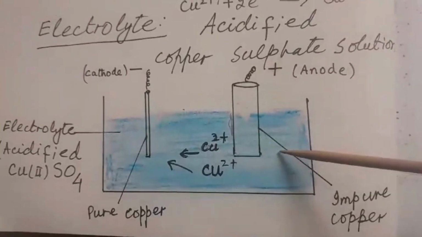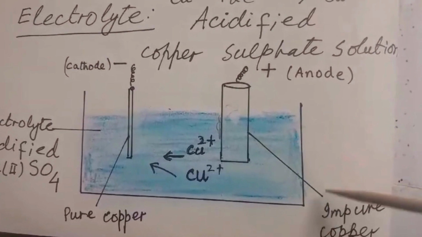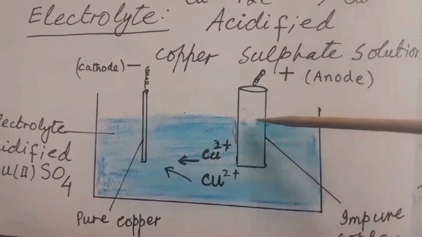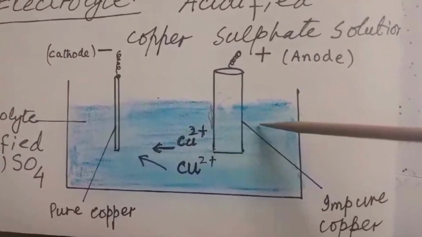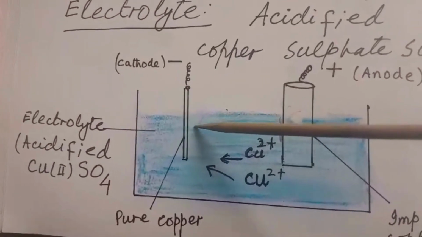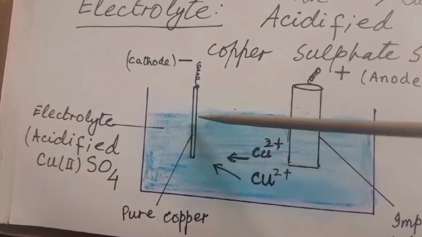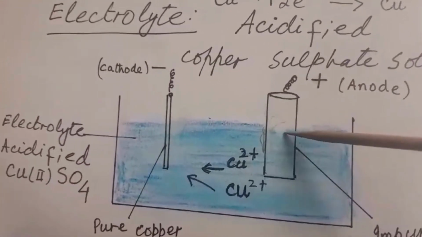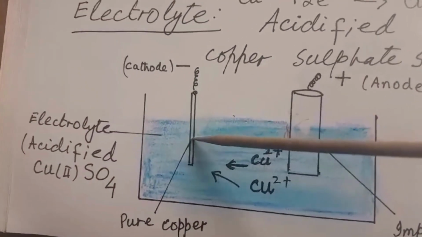This is the electrolytic cell, and it shows that impure copper serves as an anode or the positive electrode. It is thick because of the impurities attached to it, and the pure copper serves as a cathode or the negative electrode, and it is purposefully made thin because the pure copper from the anode will come and get attached to the cathode.